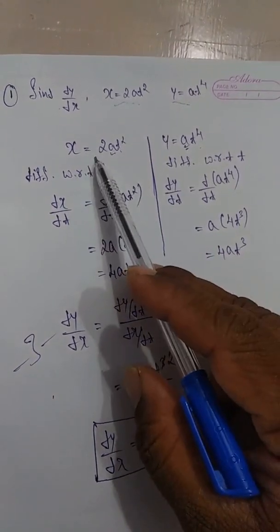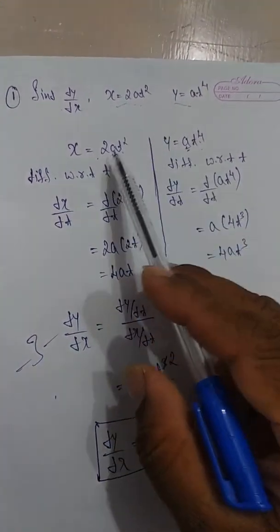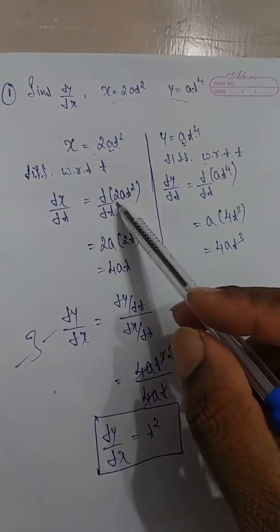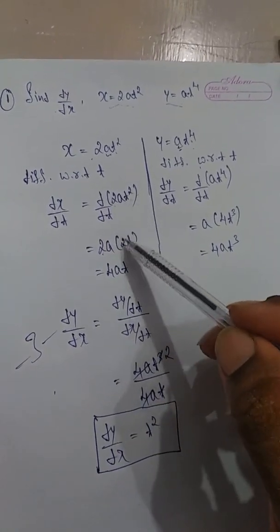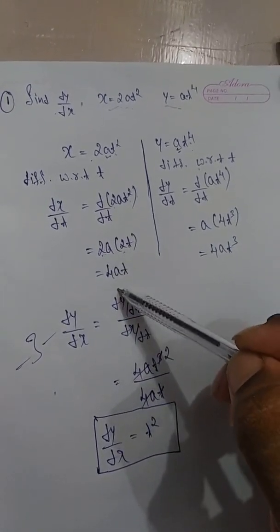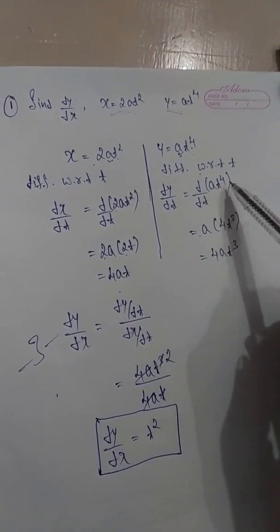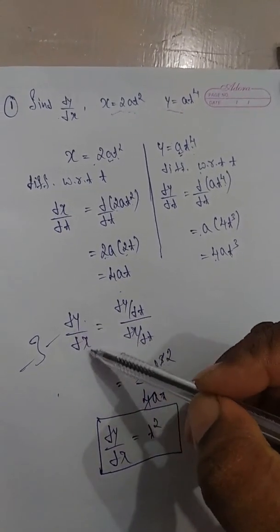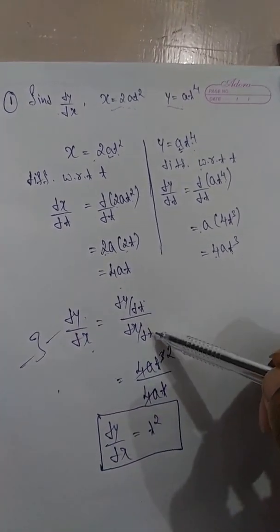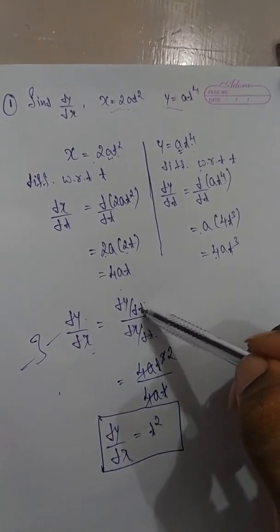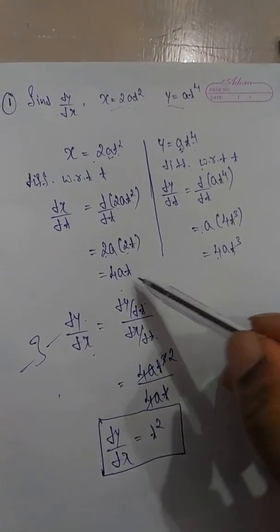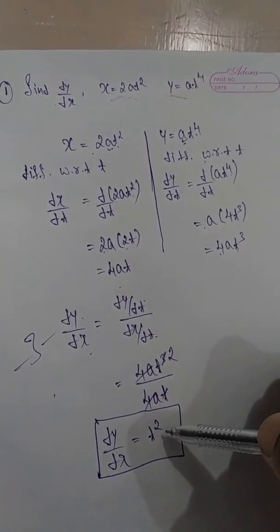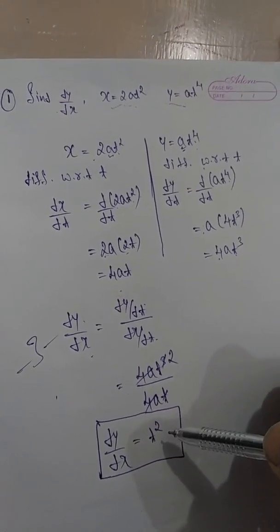Once again I am repeating the problem. Here the problem is in the form of t, so you want to differentiate with respect to t separately. The differentiation of 2at square: 2a is a constant, the differentiation of t square is 2t, so 2a into 2t is 4at. Here a is a constant. The differentiation of t to the power of 4 is 4t cube, so 4at cube. Now you want to find dy by dx. dy by dx is equal to dy by dt divided by dx by dt. Here dy by dt is 4at cube and dx by dt is 4at. 4a cancels, one t cancels. We have t square. So this is the problem. Take a screenshot and copy to notes.